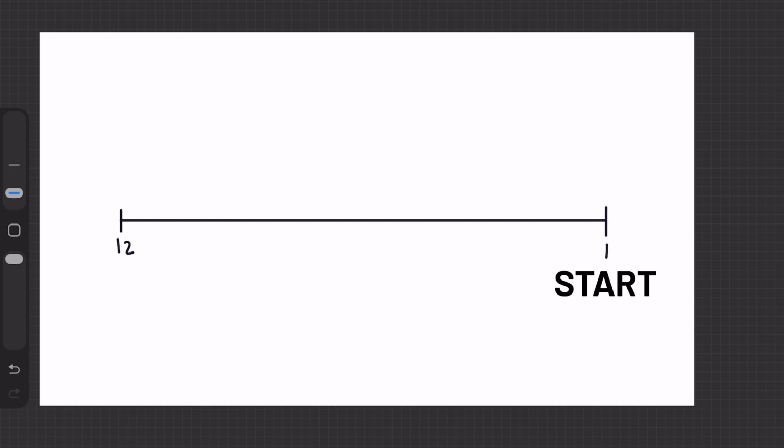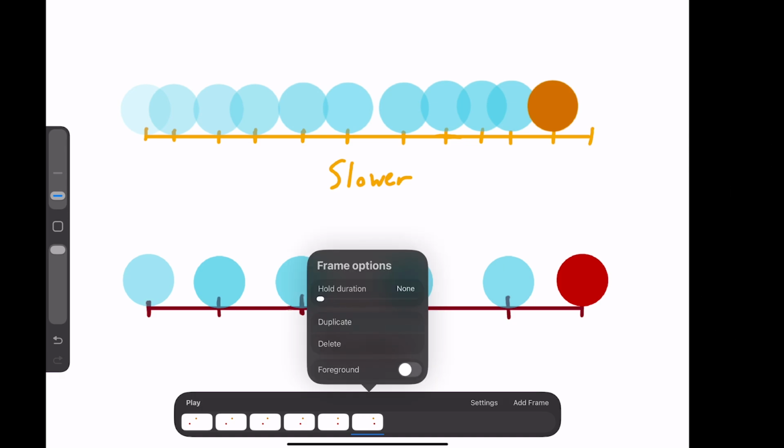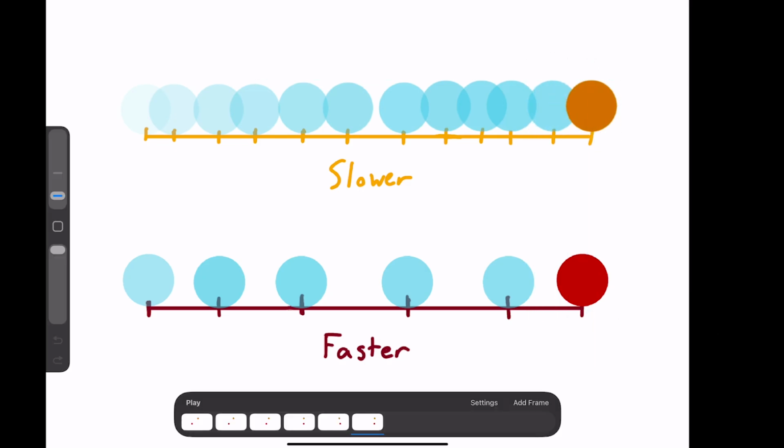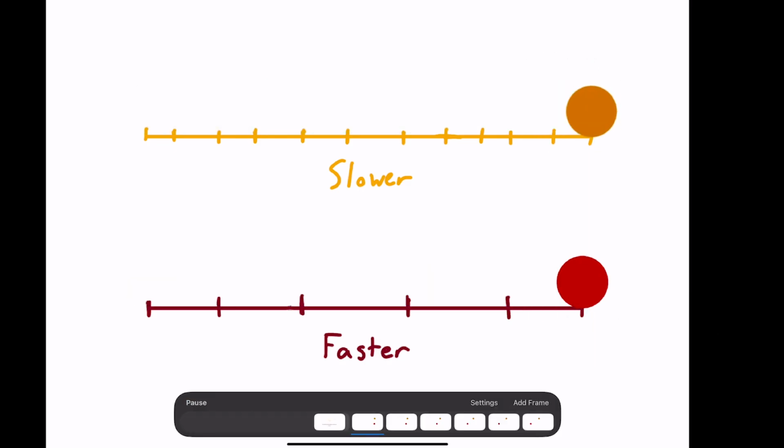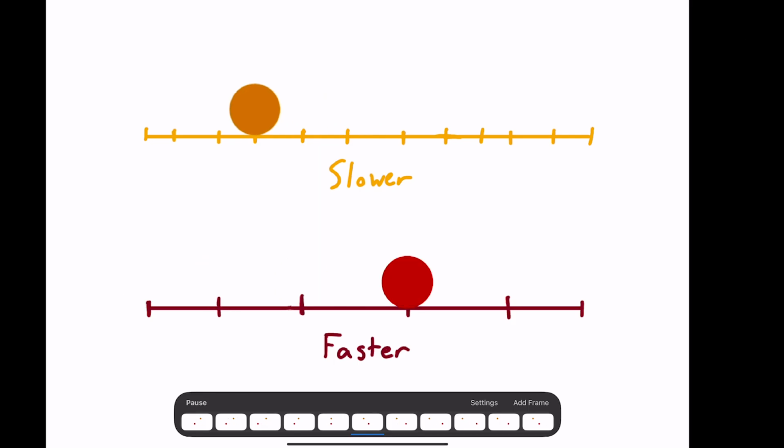The first will be the start of the animation and number 12 is the end. Then you get to play with how close or how far apart the lines are to create the idea of motion. A good rule of thumb is if the lines are close together, it will look like the ball is moving slowly. If they are far apart, it will look like the ball is moving fast.